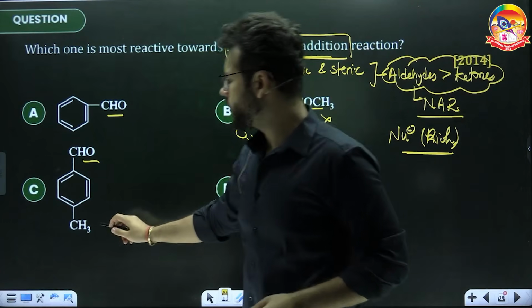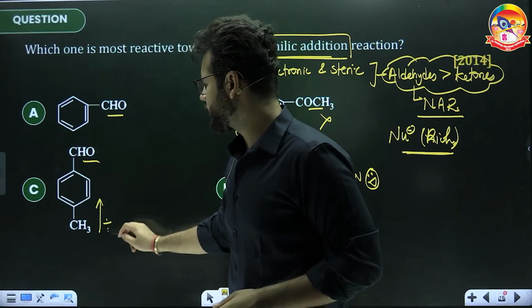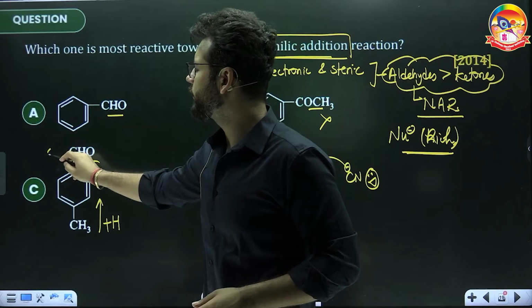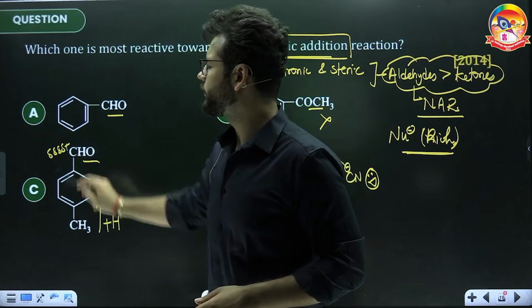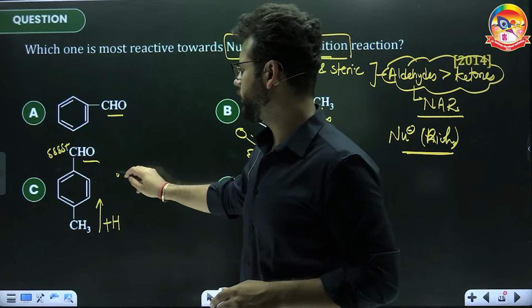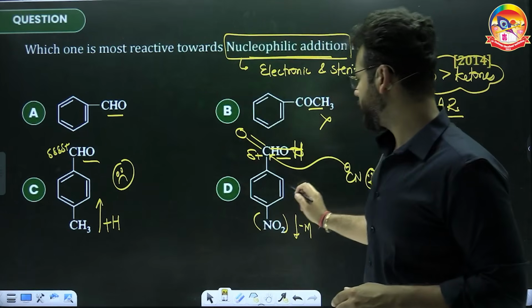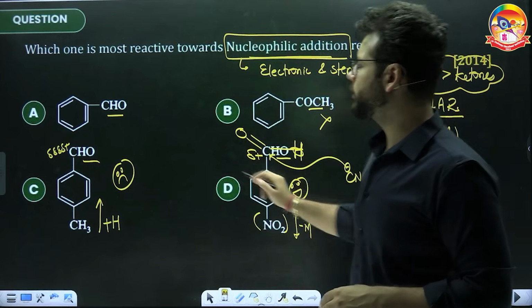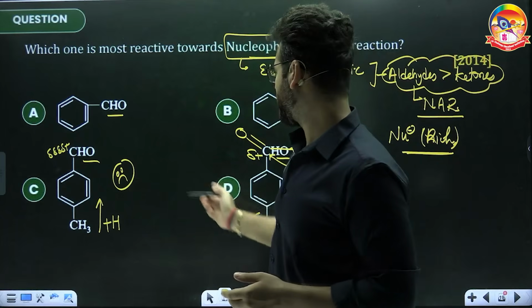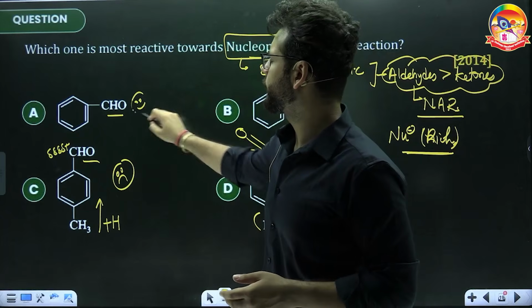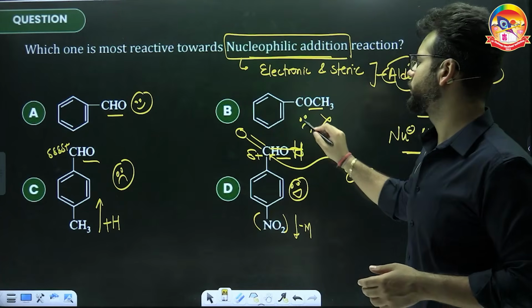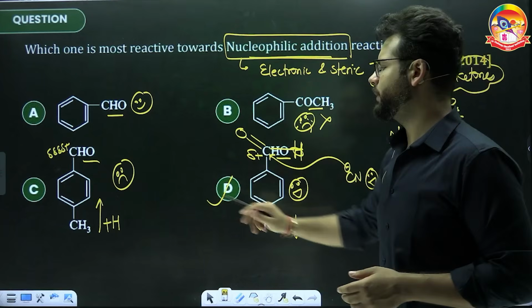But here it will not be good because CH3 is sending electrons by plus I effect, making this carbon very, very little positive. It will not be reactive. So it will be unreactive. This will be highly reactive. This will also be reactive, but not as good as D, though still reactive. And B is the worst because it's a ketone. So D becomes the most reactive.